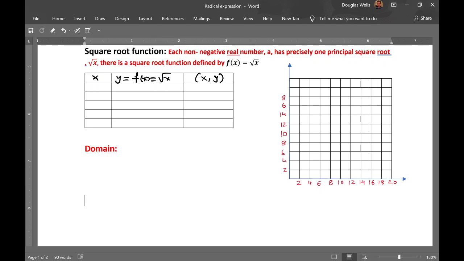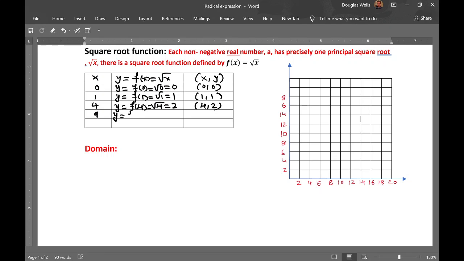Choose the values of x. First one is 0. Plug in 0 in place of x. We get square root of 0 is 0. The first ordered pair is 0 comma 0. Next value 1. y equals f of 1. Square root of 1 is 1. My next ordered pair is 1 comma 1. 4. y equals f of 4. Square root of 4 is 2. My next ordered pair is 4 comma 2.